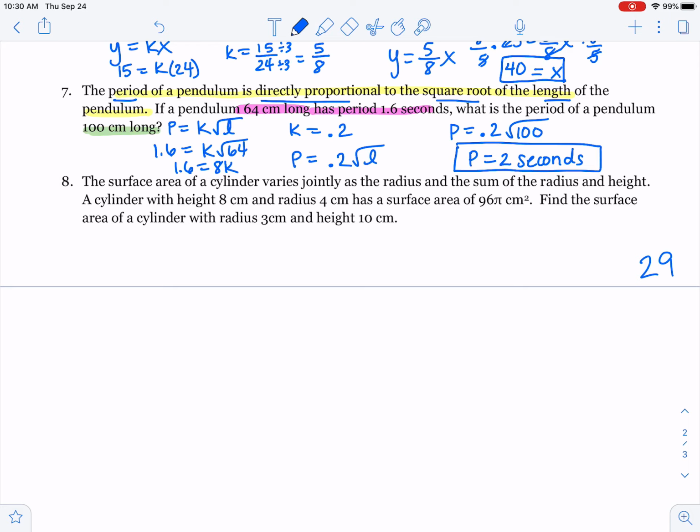And then the last one, number 8. Remember, the first part's going to tell me my equation. The surface area of a cylinder varies jointly as the radius and the sum of the radius and the height. So surface area varies jointly as the radius and the sum of the radius and height. I always like to use the letters that make sense for the problem, so I don't have to go back and remember what was what. Remember, the next piece of information is going to tell you your K.